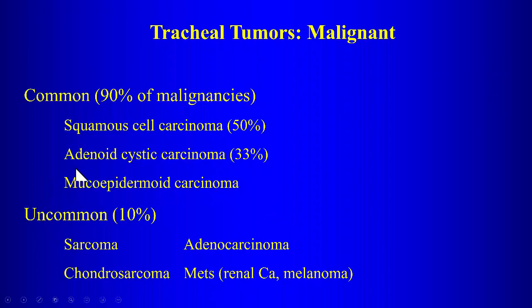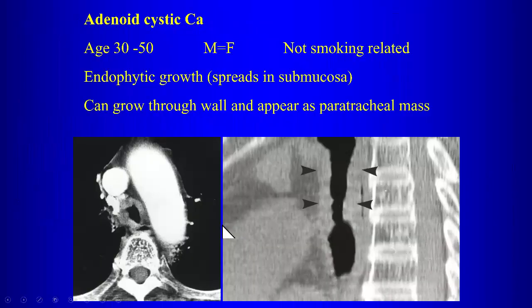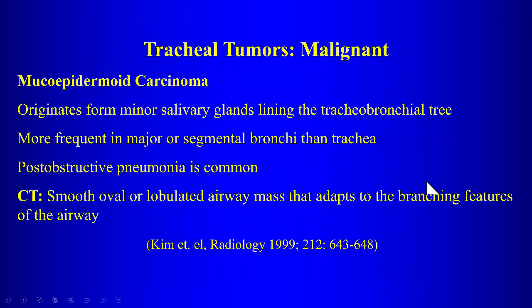So we talked about tracheal neoplasms: squamous cell, adenoid cystic, mucoepidermoid. These are primary tracheal neoplasms. These occur more commonly within the segmental airways than the trachea. These are uncommon neoplasms that might also occur within the trachea. Squamous cell is the most common. That is also associated with smoking. It can present as a TE fistula from invasion of the esophagus. Adenoid cystic is the second most common primary tracheal neoplasm, not related to smoking. This can grow submucosally and can give you this kind of irregular narrowing of the trachea.